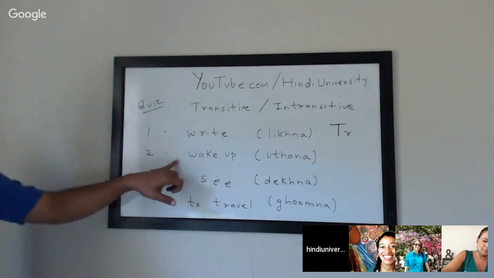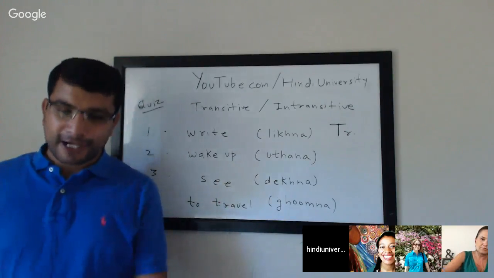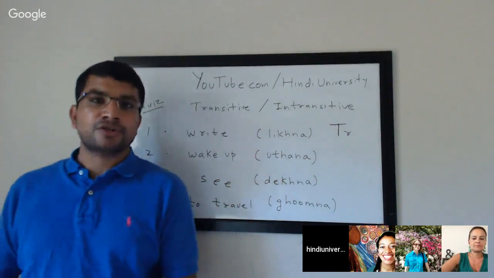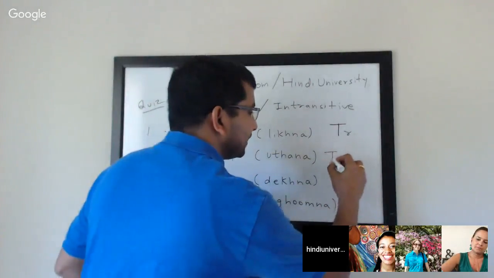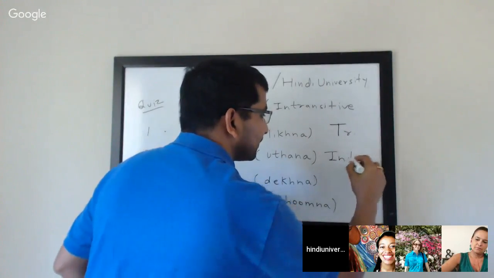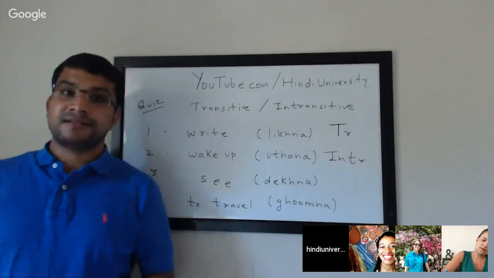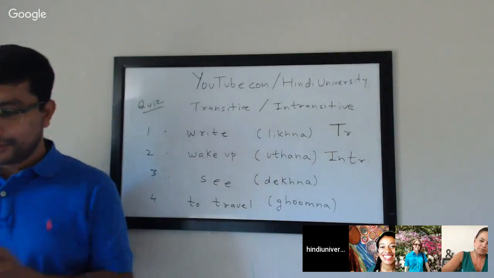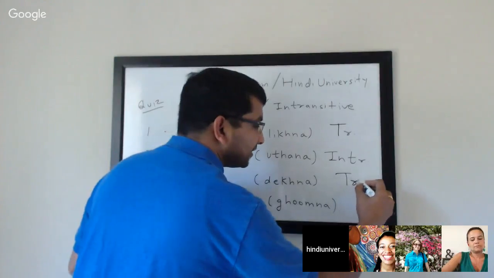Transitive. What about wake up? Uthna. When you usually use it, you say I wake up. You don't say anything after that, right? You can say I wake up in the morning, but there's no direct object receiving that. You don't say I wake up something. So this is basically an intransitive word. Intransitive. Okay, what about to see? Dekhna. I see something. I watch a television, or I see a picture. There's a direct object. I see something. So that makes this particular word a transitive word.